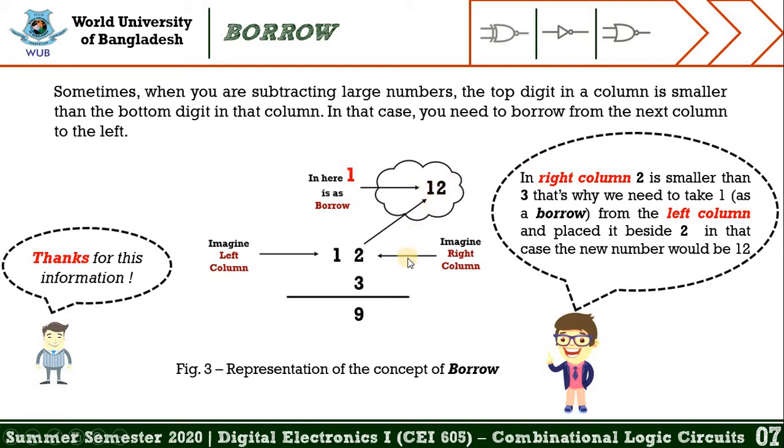Now you can subtract. If we subtract 3 from 12, you get just 9. And since you borrowed 1, in the next step, which is the left column, 1 minus 1 equals 0. You can write the subtraction value as 09, or you can just write 9. So I hope you understand the concept of borrow.